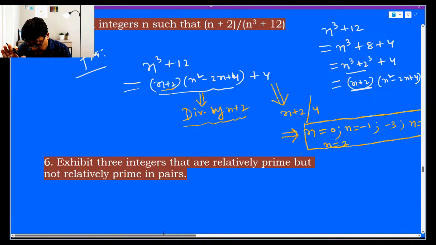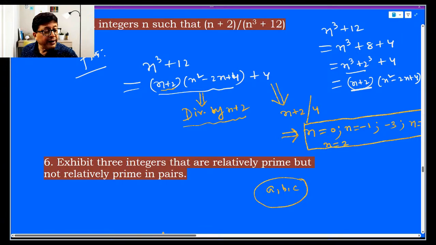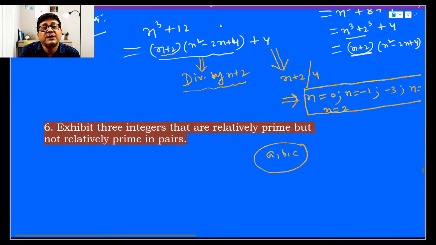I mean, suppose three numbers you got A, B and C. A, B and C, they don't have a common factor. But there may be a common factor of A and B. There may be a common factor of B and C. No hi-fi concept is required. Just an ordinary idea regarding these integers. What are those integers? You go by trial and error method. That also will work nicely here.